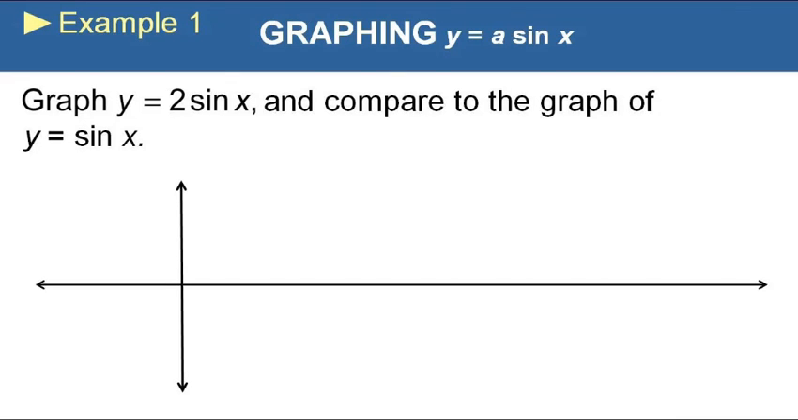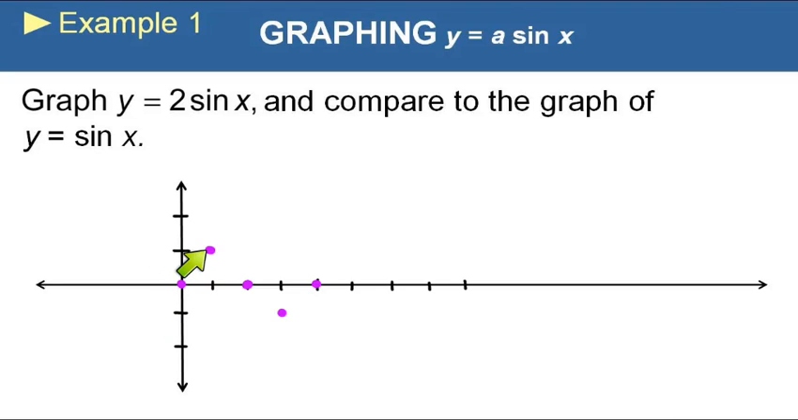Now in this example, we want to graph y equals 2 sine x, and we want to compare that to the graph of sine x. So what I'm going to do is I've laid out 2 cycles worth of tick marks. So I'm going to draw the basic sine graph first, and we know that sine is middle, high, middle, low, middle. And we know that its range is from -1 to +1.